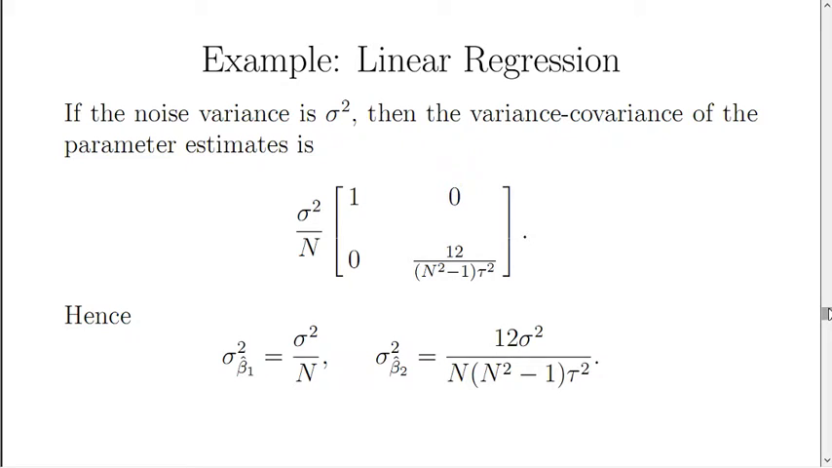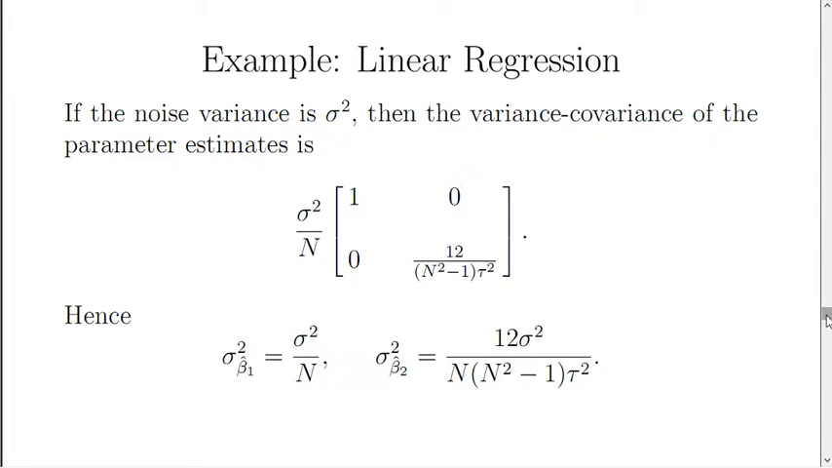Now we're prepared to find the variance-covariance matrix of the parameter estimates themselves. If the noise variance is sigma squared, then the variance-covariance of the parameter estimates is sigma squared times the inverse S matrix, which is this. Notice that the 1, 1 component gives the variance of the first parameter, the intercept, and that's this. The 2, 2 component gives the variance of the second parameter, which is the slope. So this is the variance of the estimated intercept. This is the variance of the estimated slope.